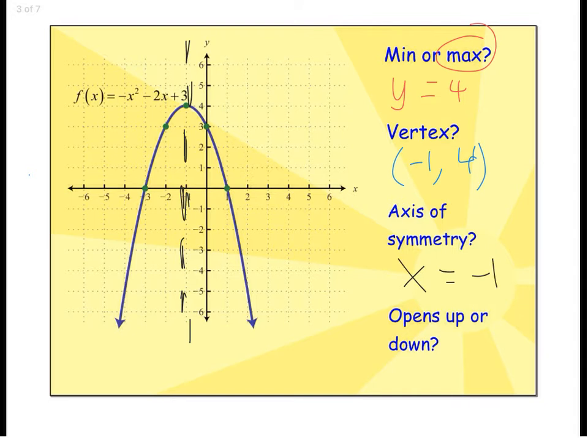And then does it open up or down? Well, it points down, it's sad, which means that a must be less than 0, and it is. If I look over here, a is negative 1.